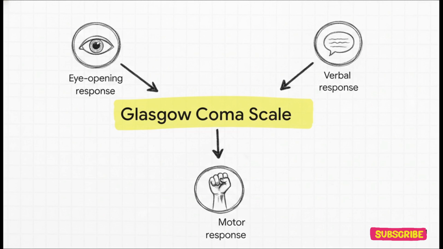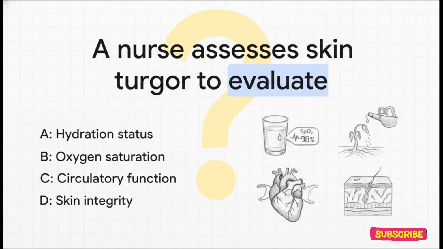That simple score gives the whole healthcare team a shared language to track if a patient is getting better or worse. Okay, next up is a really hands-on assessment. When a nurse checks a patient's skin turgor, what are they actually trying to evaluate? Is it A, hydration status, B, oxygen saturation, C, circulatory function, or D, skin integrity?